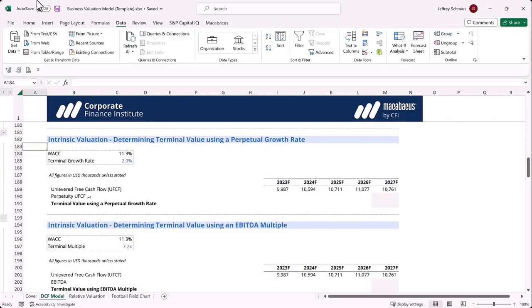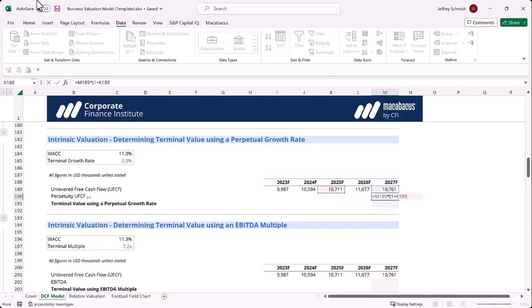Okay, now let's walk through this together. So we have 5 years of unlevered free cash flows, but we need to take the last year, in this case 2027, and we're going to grow it at 1 plus our terminal growth rate. Again, in our model, we assume 2%. We discussed earlier that a terminal or perpetual growth rate should be based on long-term nominal GDP of a mature market economy. Again, it's usually between 2 to 4%.